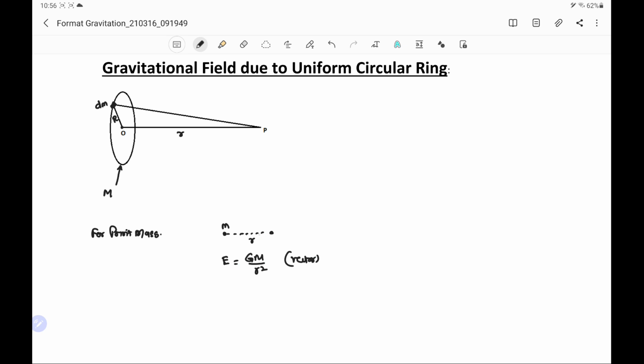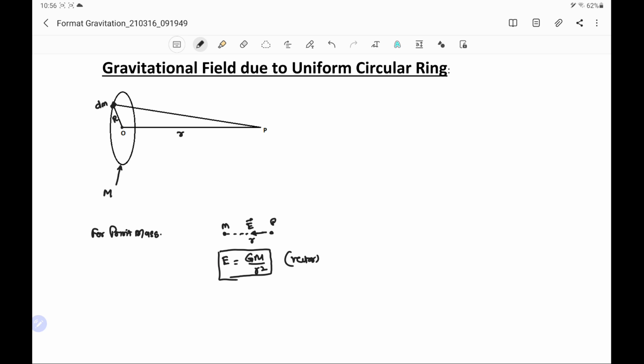So this E will be directed along the line joining the point and the mass, and it will be towards the mass because the force of gravitation is an attraction force. So it will be E directed towards the mass. So we will use this point mass formula for the gravitational field for this ring.